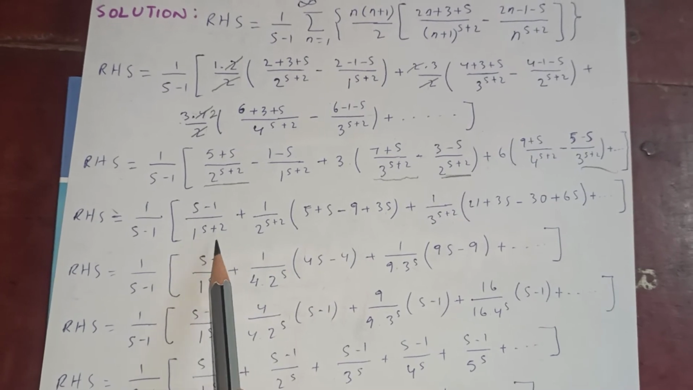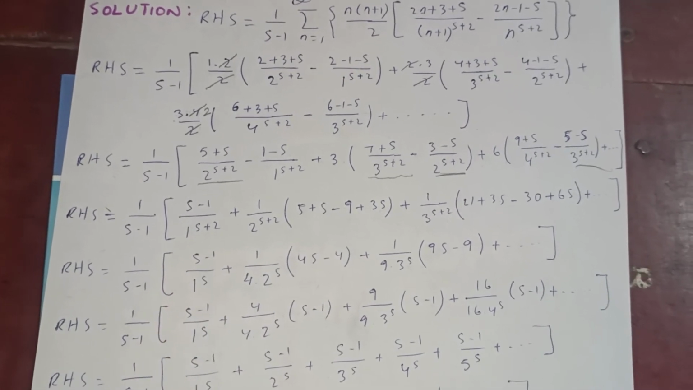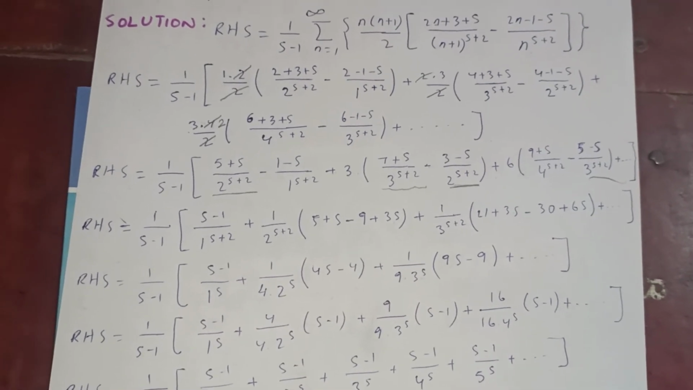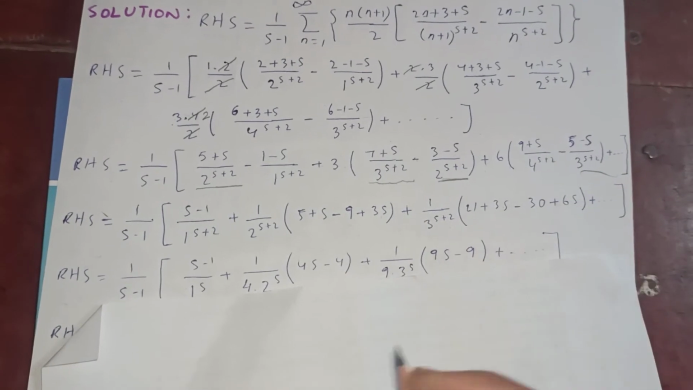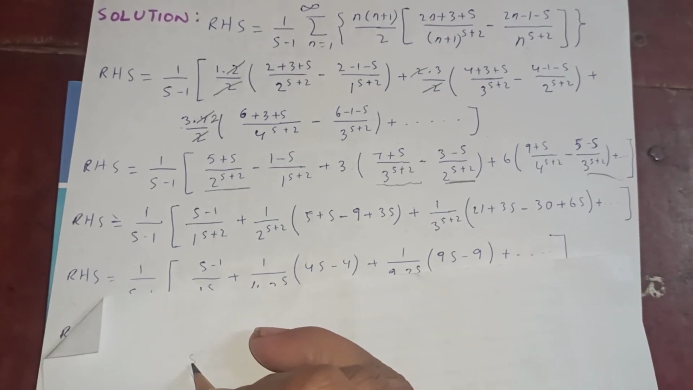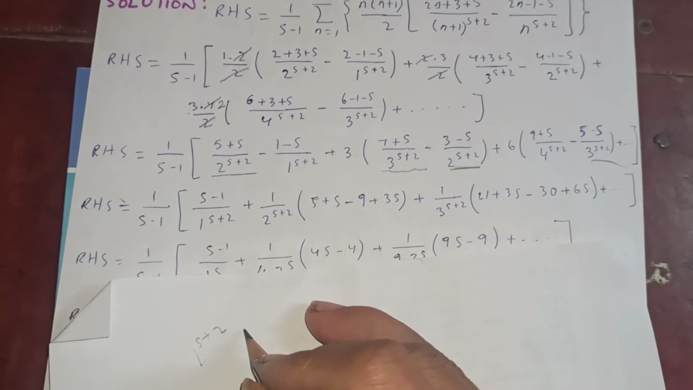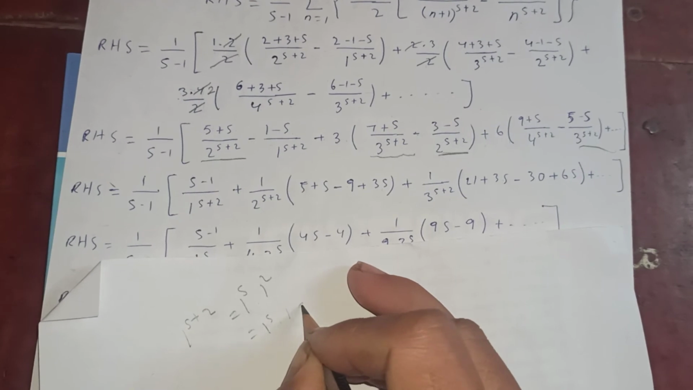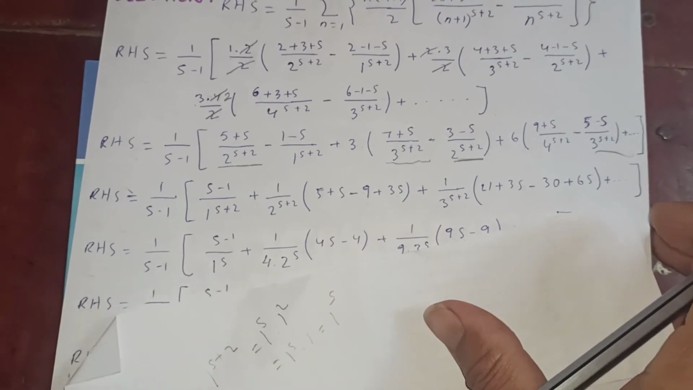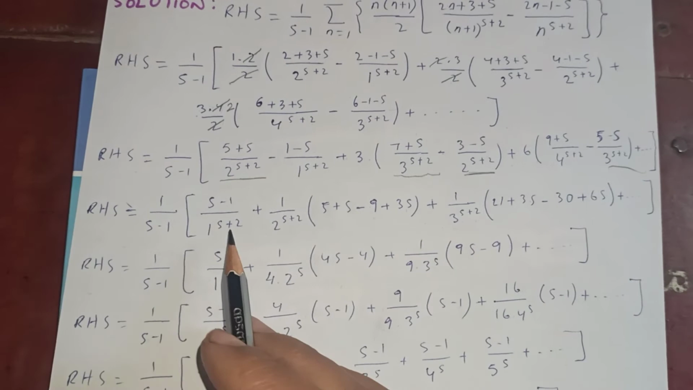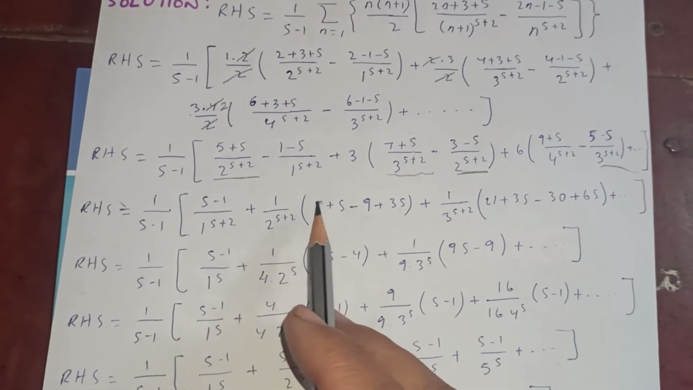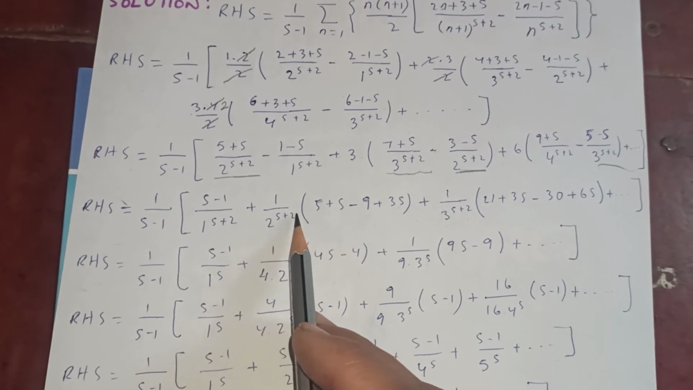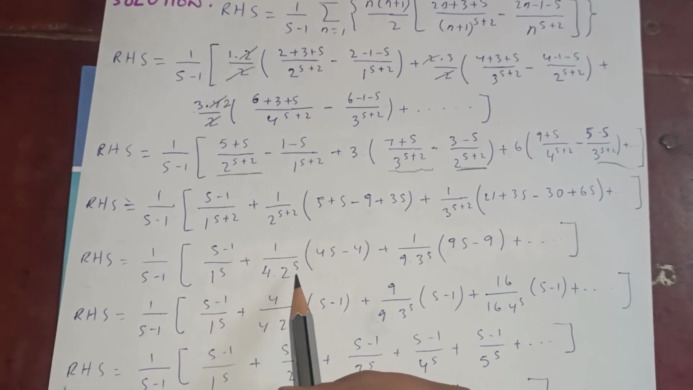1 to the s plus 2 I can write as 1 to the s. The reason is, this is just an easy one. 1 to the s plus 2 is equal to 1 to the s into 1 square, and 1 to the s into 1 square is just 1 to the s. That's why 1 to the s plus 2 is the same as 1 to the s. Now 2 to the s plus 2 is nothing but 2 to the s into 2 square, so 2 square is 4, 4 into 2 to the s.